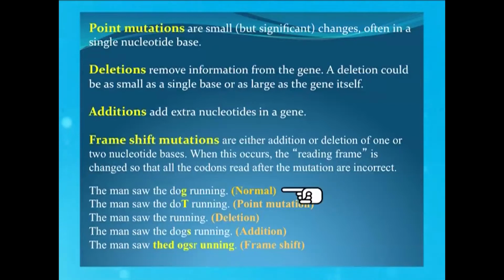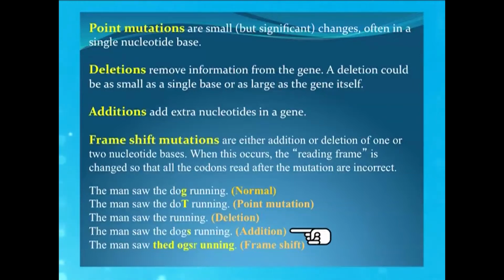Now, here is an example of a sentence which is written as, "The man saw the dog running," which is a normal sentence with a normal meaning. Now, if the letter G gets altered and T is replaced here, then the sentence gets changed and the meaning of the sentence is also changing. This is an example of point mutation. And in the next sentence, if the entire word dog is removed, then also the meaning of the sentence is changed. And this is an example of deletion.